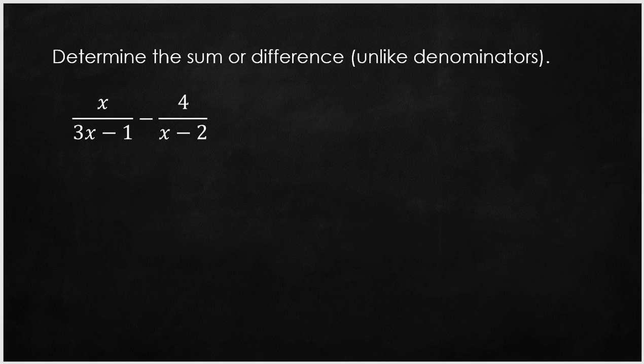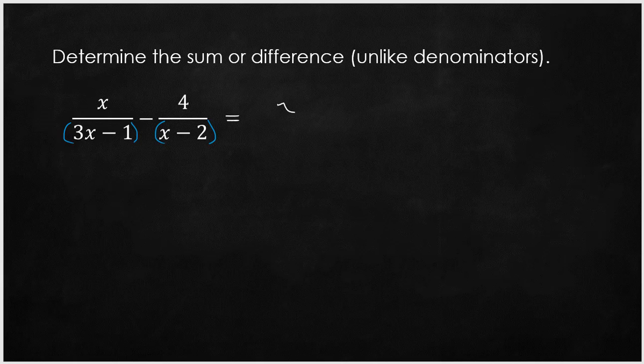All right, here we go, my friends. x over 3x minus 1 minus 4 over x minus 2. Yet again, we don't have like denominators. However, this one's not too bad because we're just going to take this denominator and this denominator. We're going to multiply them together and start working from there.